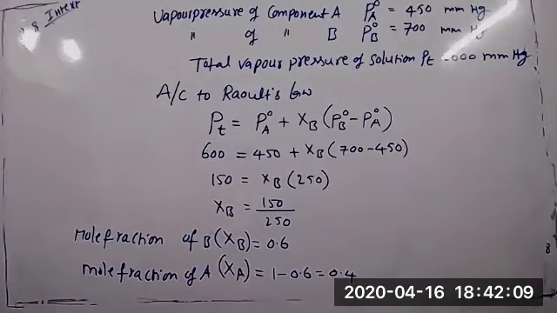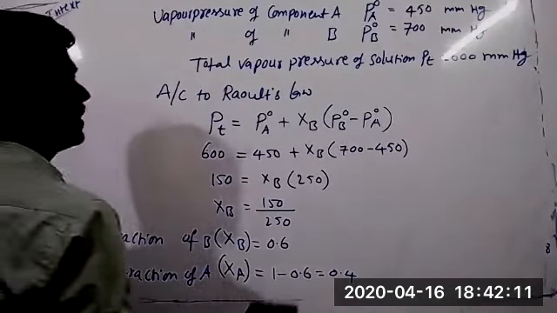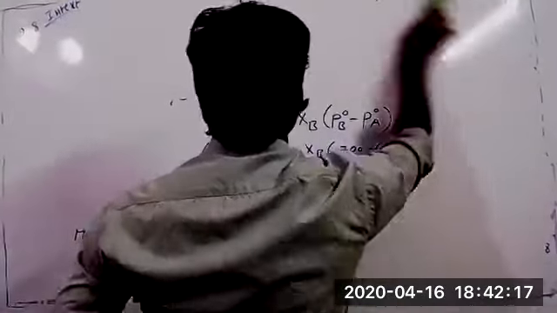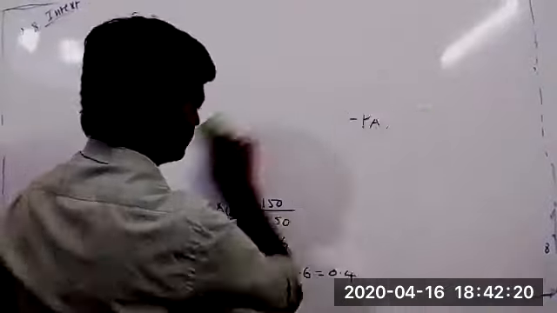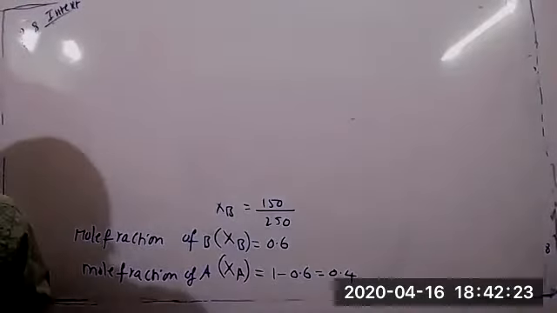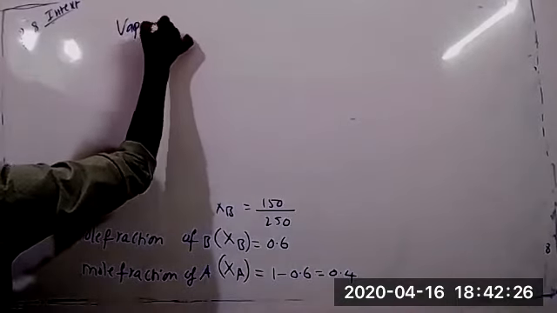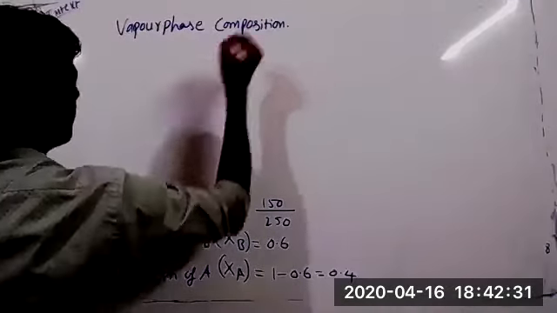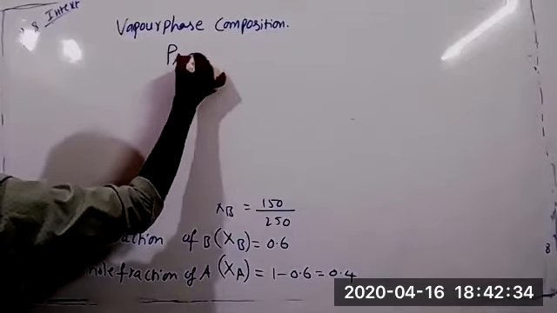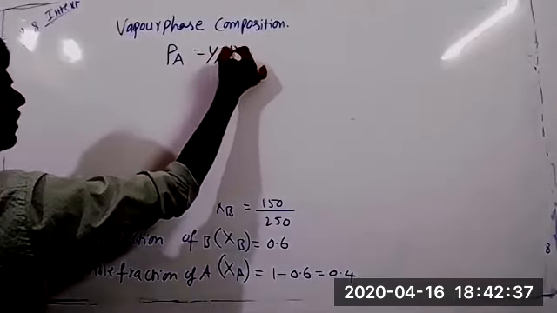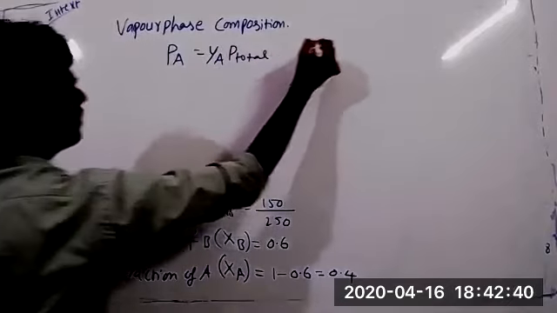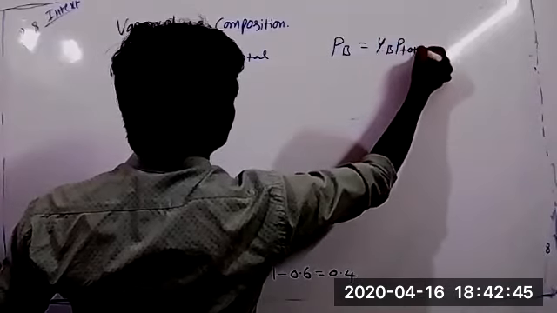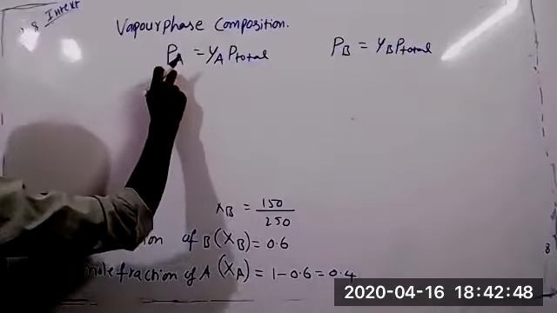Is completed? Yes, sir. Okay, next, composition in vapor phase. The vapor phase composition formula: PA is equal to YA P total, PB is equal to YB P total. I have to calculate the PA value.